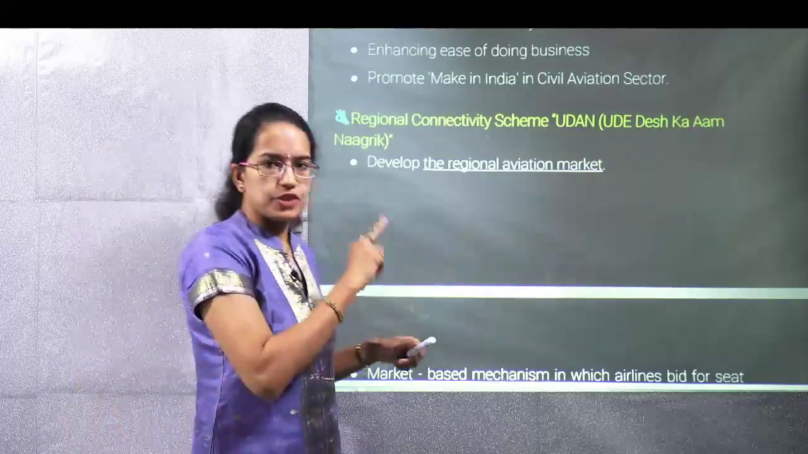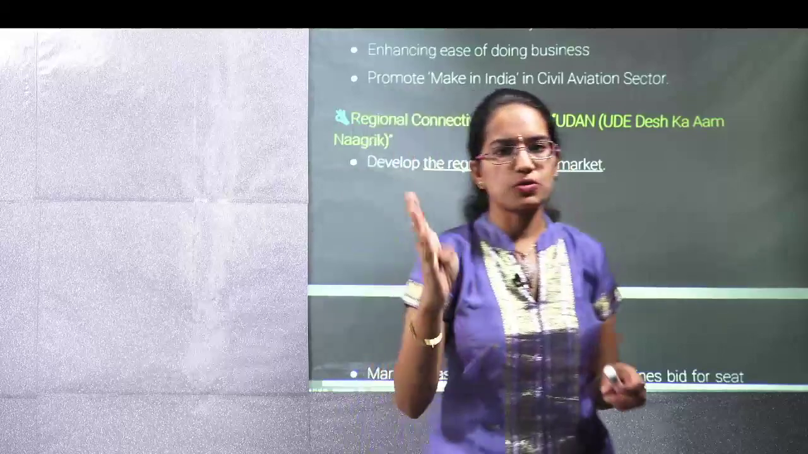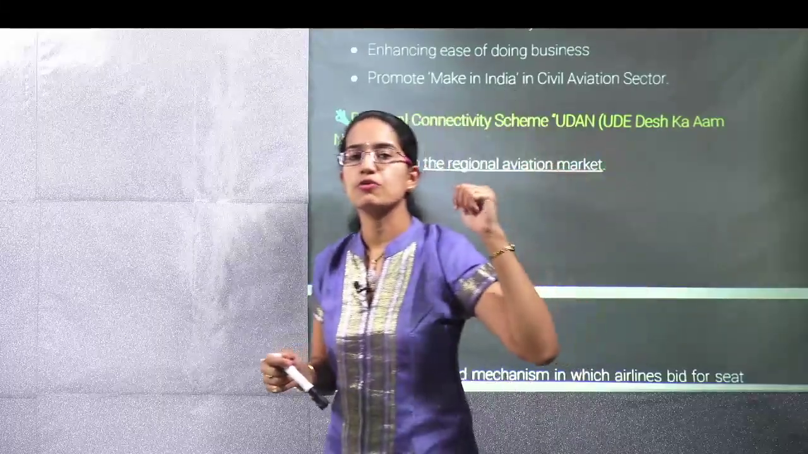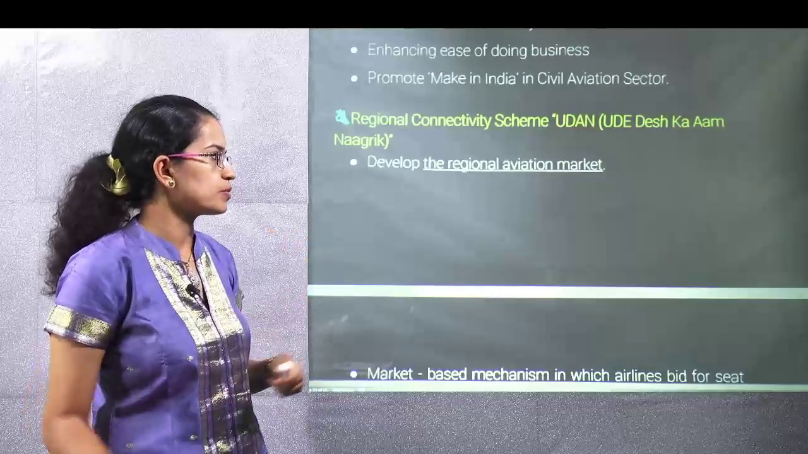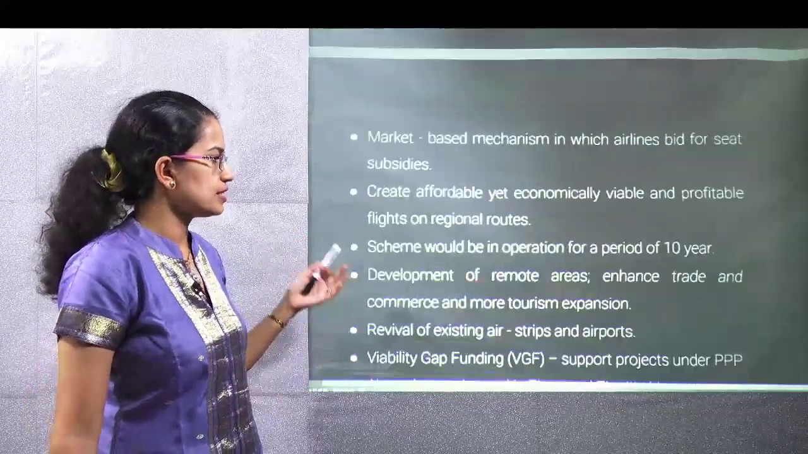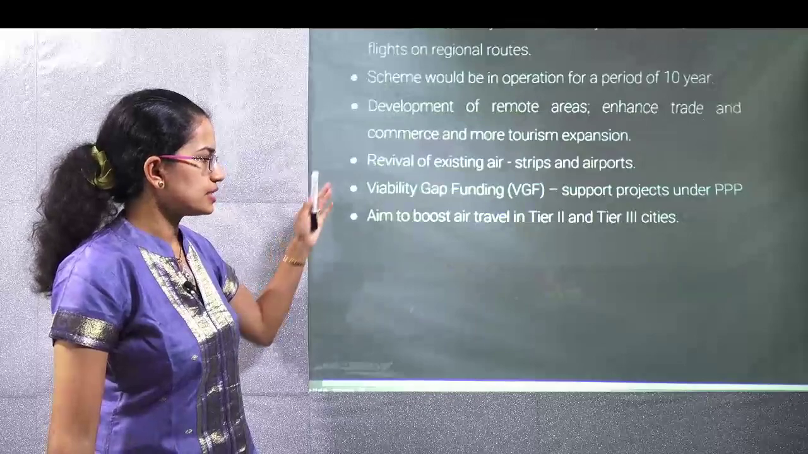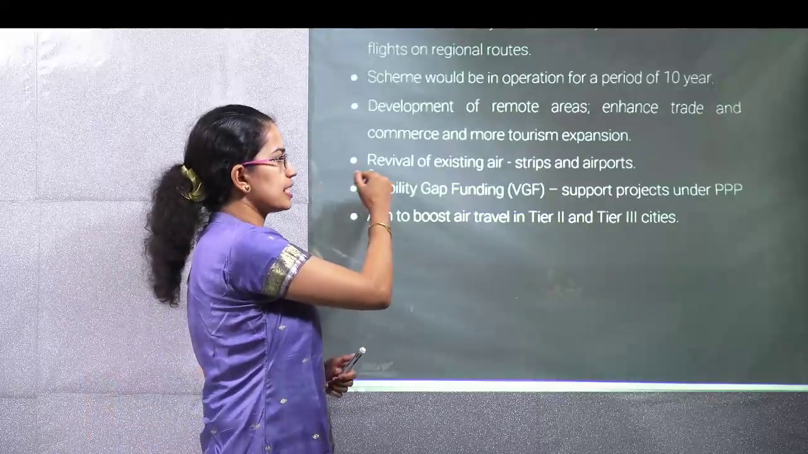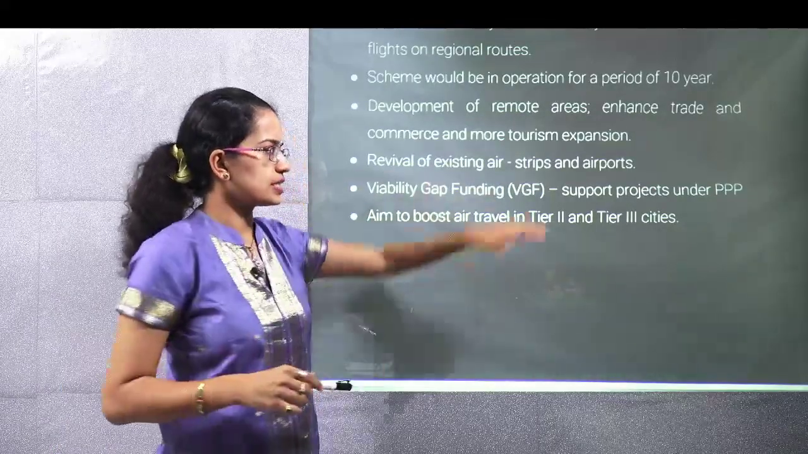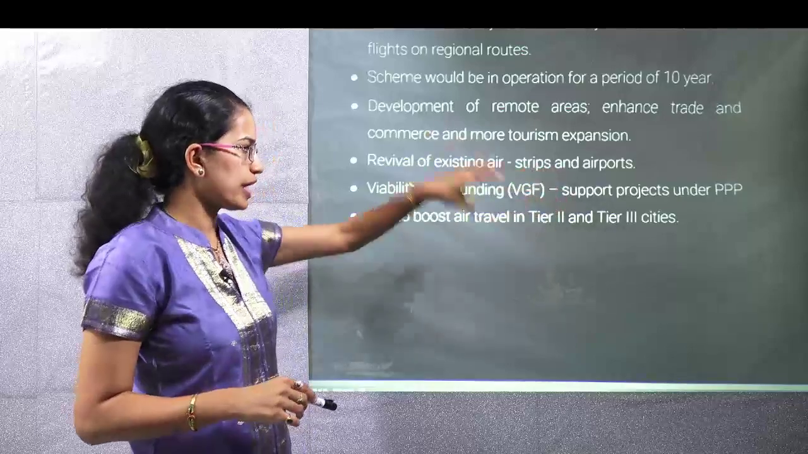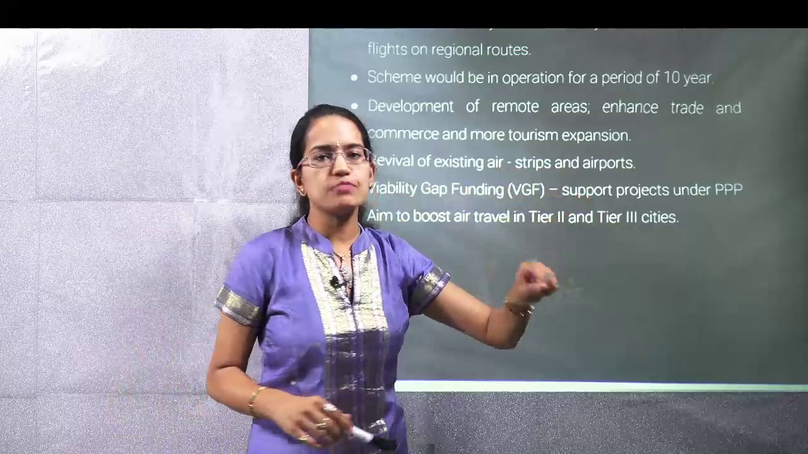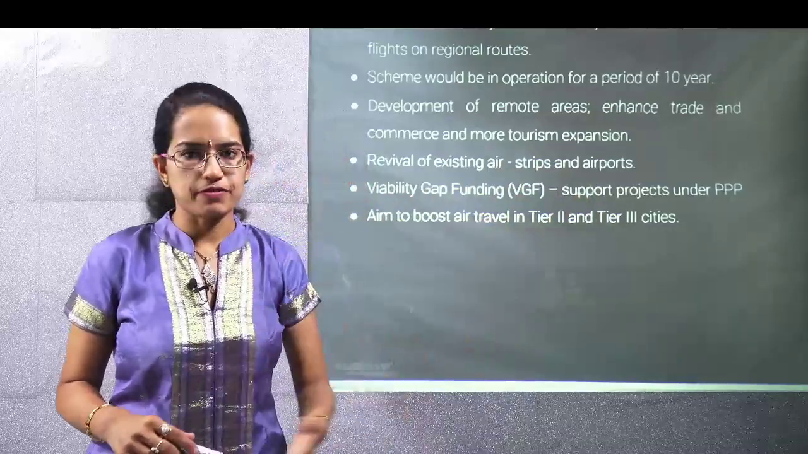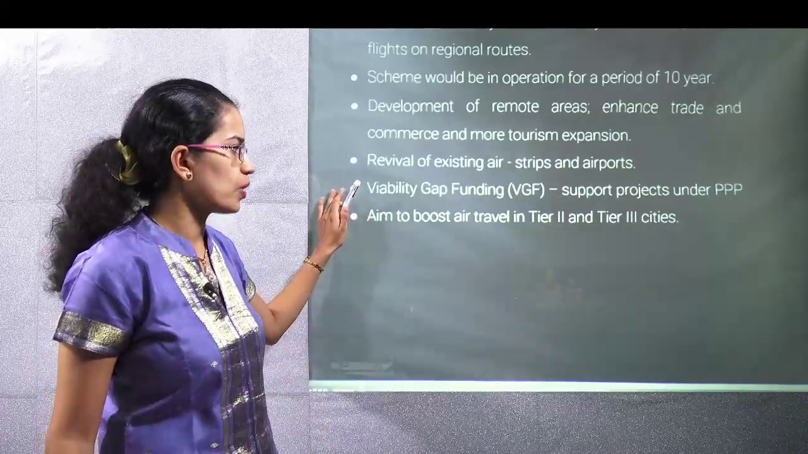Udan scheme that we already talked about in the beginning. So 3 Udan schemes. So we are talking about right now Ude Desh Ka Aam Nagrik, that's the regional connectivity of the various airports. So developing the regional civil aviation market is the major aspect under this. So under this there is revival of the existing airstrips or the airports. Then we talk about viability gap funding that aims to support the projects under public-private partnership. So that's again very important.